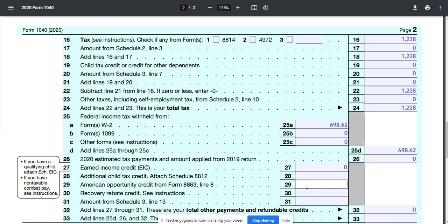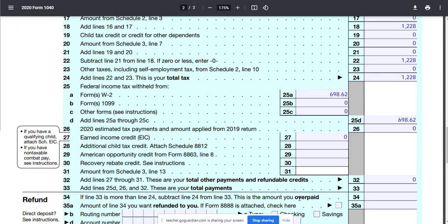The American Opportunity Credit is going to be from Form 8863. Recovery Rebate Credit, this is something that's different for this year because of the fact they've done those stimulus packages. This is where it's coming into play. Amount from Schedule 3. And all of those so far have been 0 for our person. Add lines 27 through 31, 0.